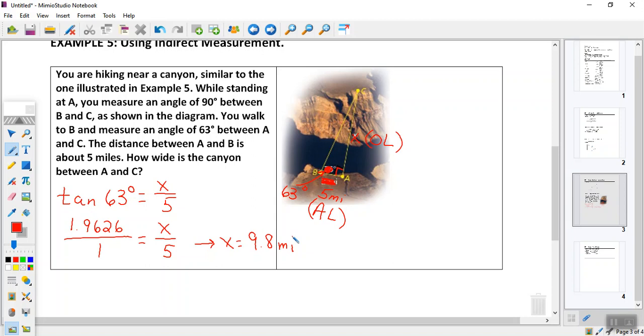Indirect. It's an indirect measurement because, did we ever measure this distance A to B? No. Indirect means you need to calculate that measure. All right? Indirect means you calculated that measure. You didn't actually measure it, you calculated it. Okay? So 9.8 miles, good. Okay? Does everybody understand why we use tangent right here?